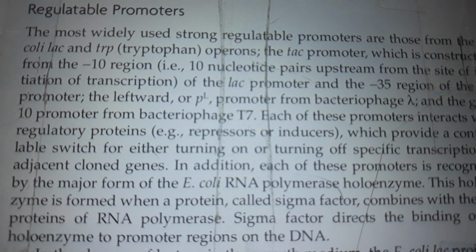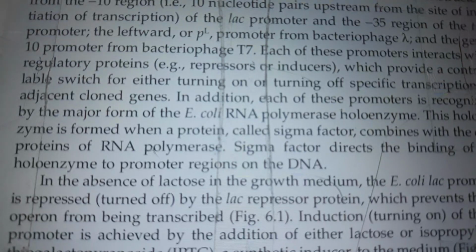Each of these promoters interacts with regulatory proteins, for example repressors or inducers, which provide a control switch for either turning on or turning off specific transcription of adjacent cloned genes. In addition, each of these promoters is recognized by the major form of the E. coli RNA polymerase holoenzyme. This holoenzyme is formed when a protein called sigma factor combines with the core proteins of RNA polymerase. Sigma factor directs the binding of the holoenzyme to promoter regions on the DNA.